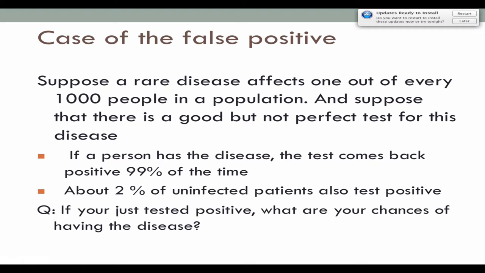So here we come to the case of a positive test. We're going to use this example, which finally leads you to Bayes' theorem. And here's the problem. Suppose a rare disease affects one out of every 1,000 people in a population. And suppose that there is a good but not perfect test for this disease. Here's the following information. If a person has the disease, the test comes back positive 99% of the time. We also know that about 2% of the uninfected patients also test positive. We want to figure out: if you are tested positive, what's the chance of you having the disease?